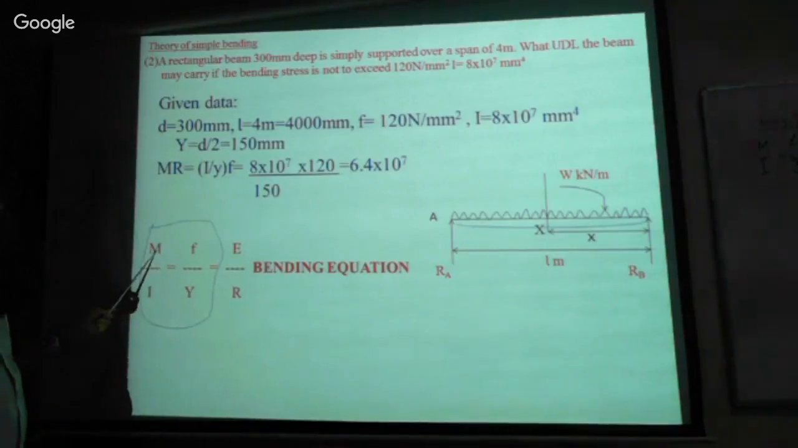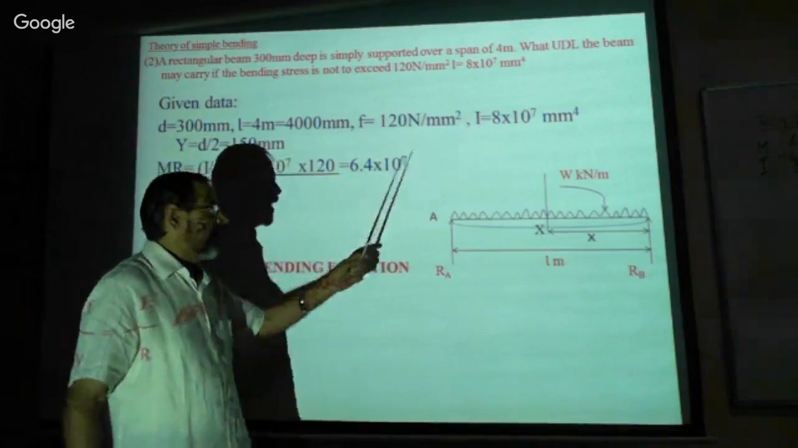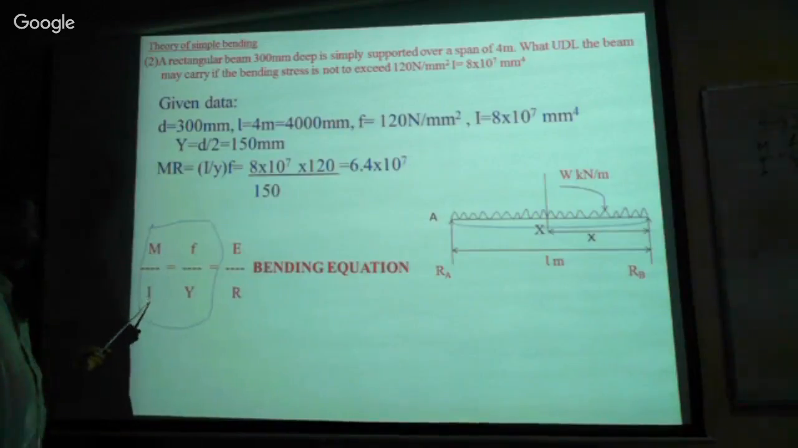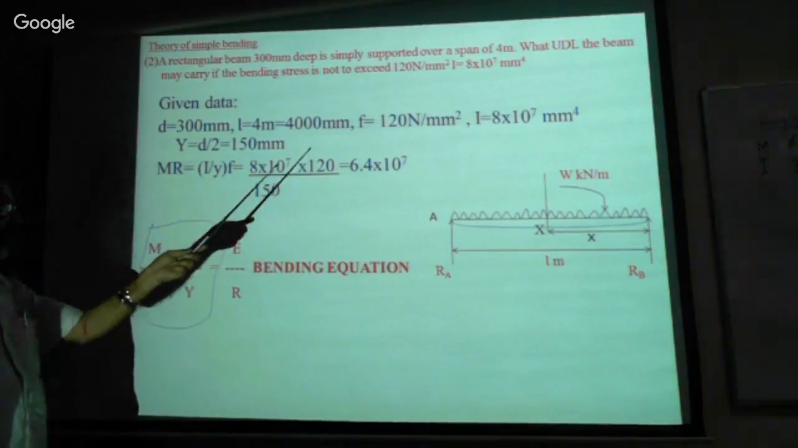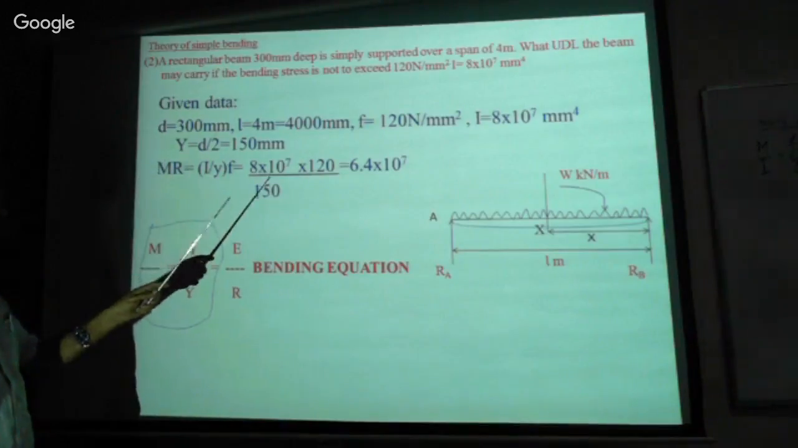First calculate the bending moment, that is WL square by 8. And I is given, that is the moment of inertia along the x-axis, the maximum x-axis. It is BD cube by 12. If they have not given it, and the section is given, we need to calculate it.